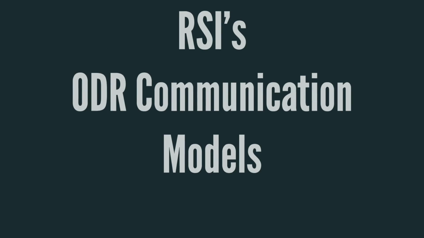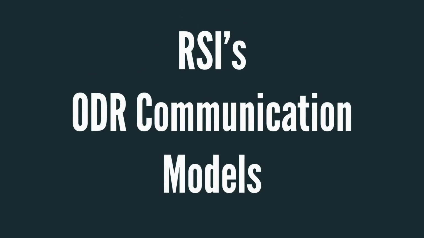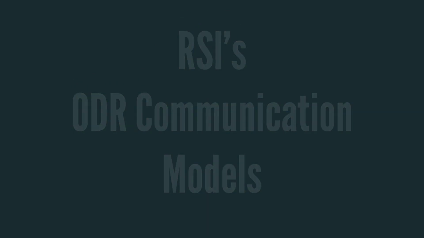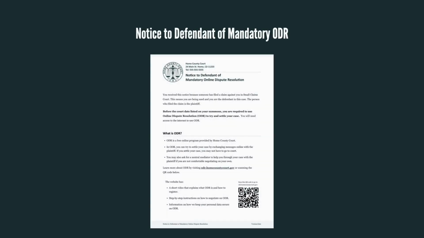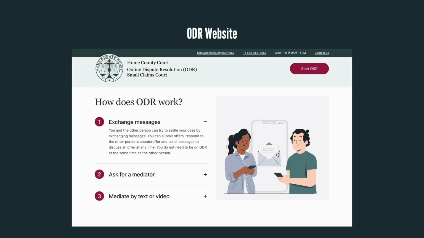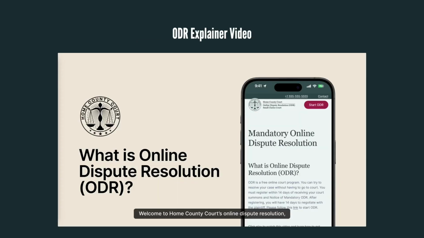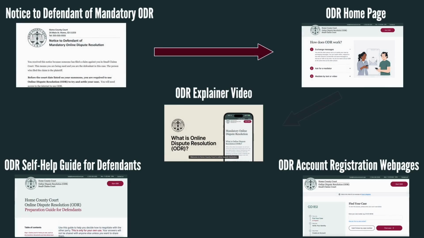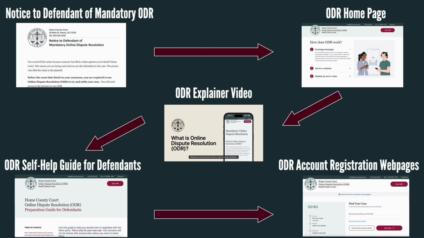RSI's ODR communication models provide an information flow that defendants can follow from receiving an initial summons to registering for ODR. They include a notice to defendant of mandatory ODR, an ODR website, and an ODR explainer video. We designed the models to address communication barriers that prevent self-represented litigants with low literacy and low digital literacy from using court resources effectively. Our models scaffold information and instructions to make reading and acting on them easier.